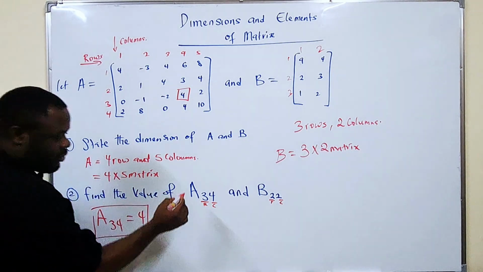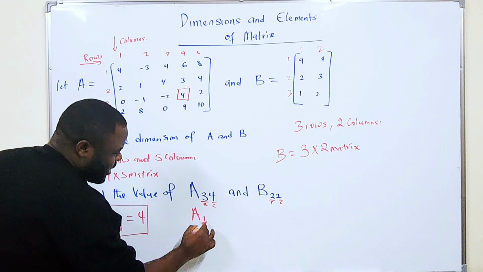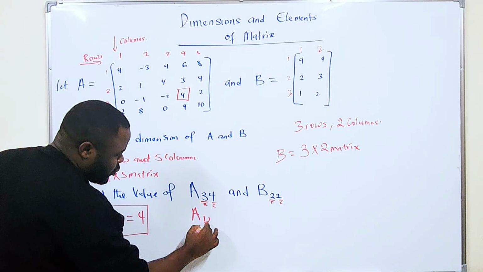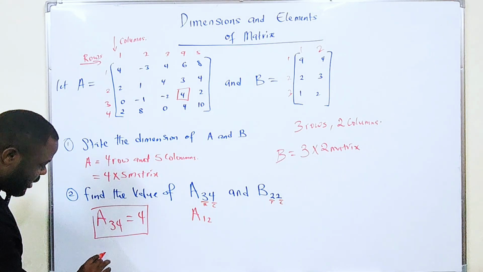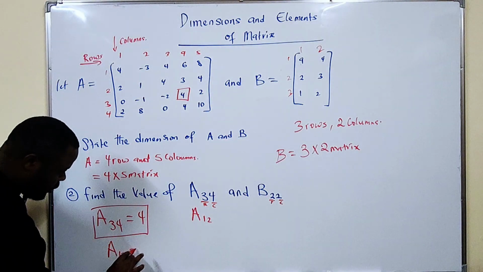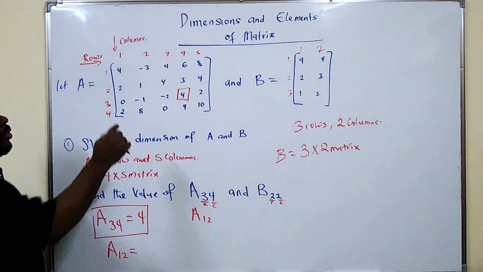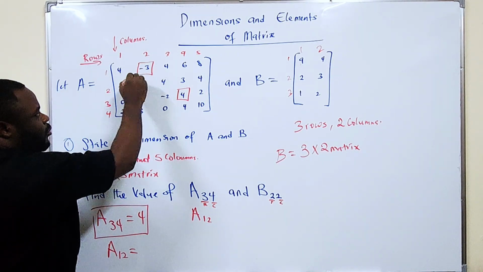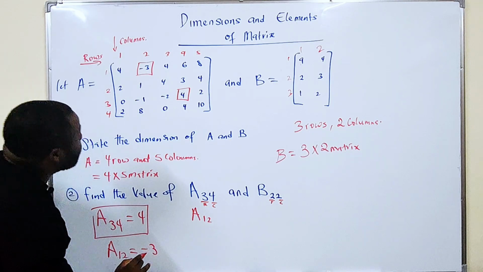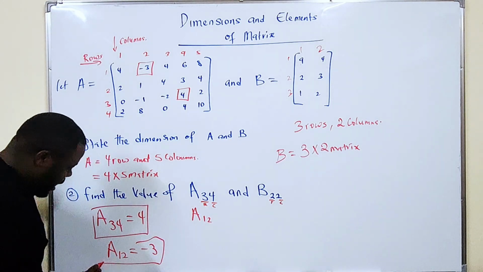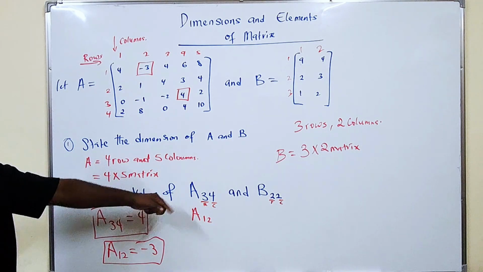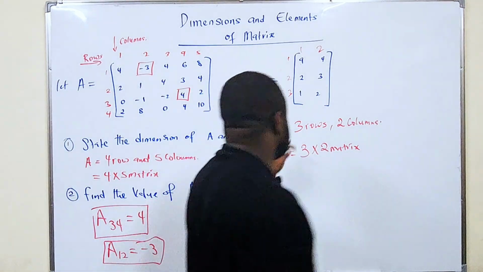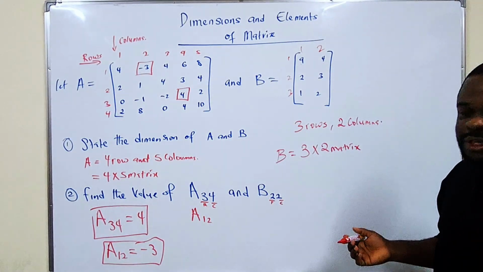They might also ask you maybe A12. I'll just write it here. A12 is going to be what? The first row, then the second column. So it's going to be negative 3. So that is how to find the value of this. With this, you can easily do this question yourself because it's self-explanatory.